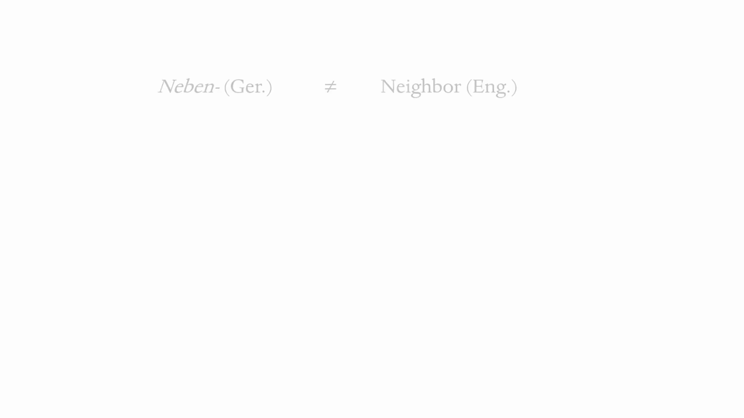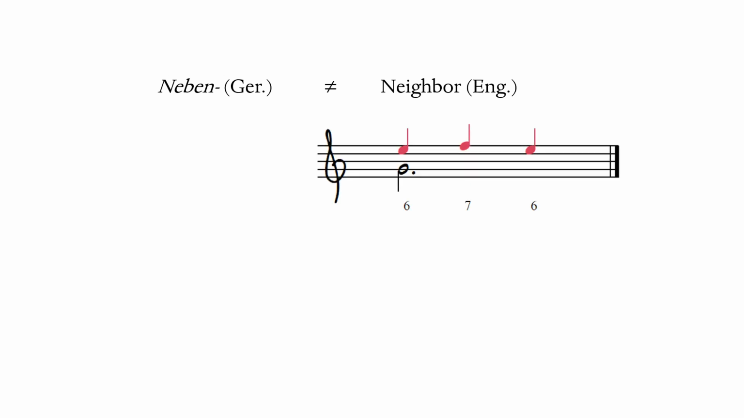The German prefix neben does not mean the same thing as the English term neighbor, even though in German, approaching a dissonance by step and then moving back to the original consonance is referred to as a Nebennote. Neben as a prefix literally means side, secondary, or auxiliary.